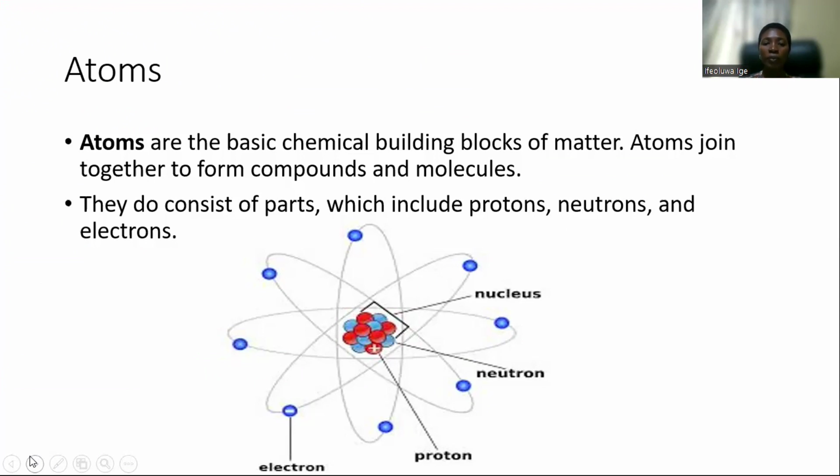Now, the nucleus is found in the center of an atom. We have the protons. Protons are positively charged. We also have the neutrons. Neutrons are negatively charged. We also have the electrons. Electrons also are negatively charged. Electrons move round the orbits of an atom.